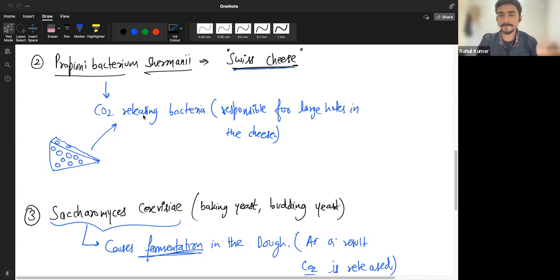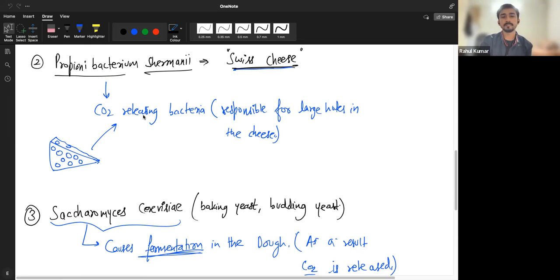So the second example is Propionibacterium shermani. It is used to make Swiss cheese. The holes in the cheese are due to the release of carbon dioxide from this bacteria. Then the third one is Saccharomyces cerevisiae. It's also called baker's yeast.